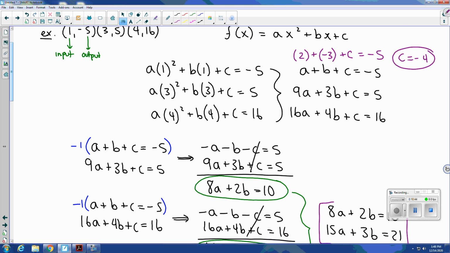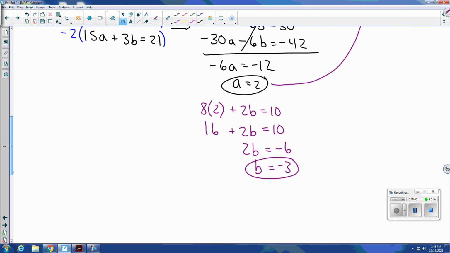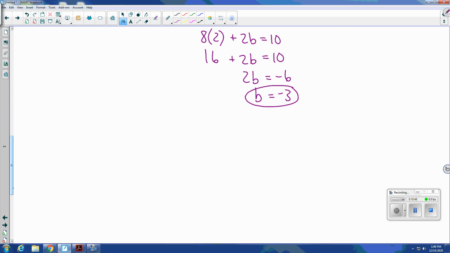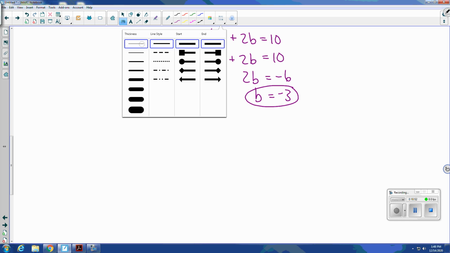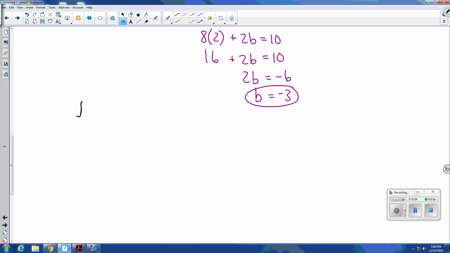Let's make sure we finish the problem. So I've solved the system of three for A, B, and C. Don't forget or lose sight of the goal of this question. It was to write a quadratic function that passed through those three coordinates. What we did was we took those three coordinates to produce a system of three equations in three variables. We then solved for the values of A, B, and C.